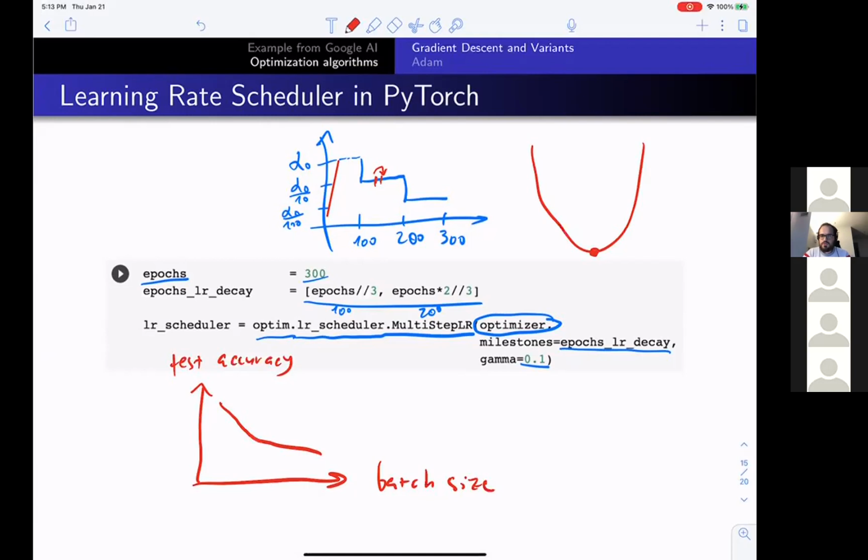Are there any other questions? So you're asking, is that because it is stochastic? When you say that, do you mean the relation between the batch size and the test accuracy?